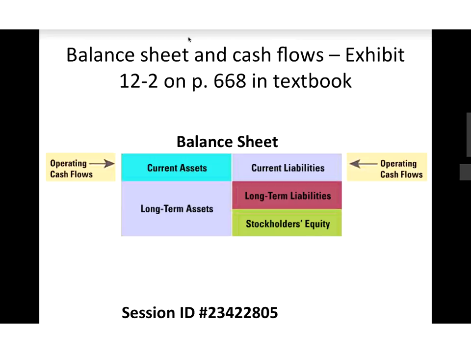But basically, using the indirect method, we start with net income and then make a series of adjustments to net income to make it cash basis operating cash flows. So current assets and current liabilities, and things that impact those, are in effect on the statement of cash flows under operating cash flows.